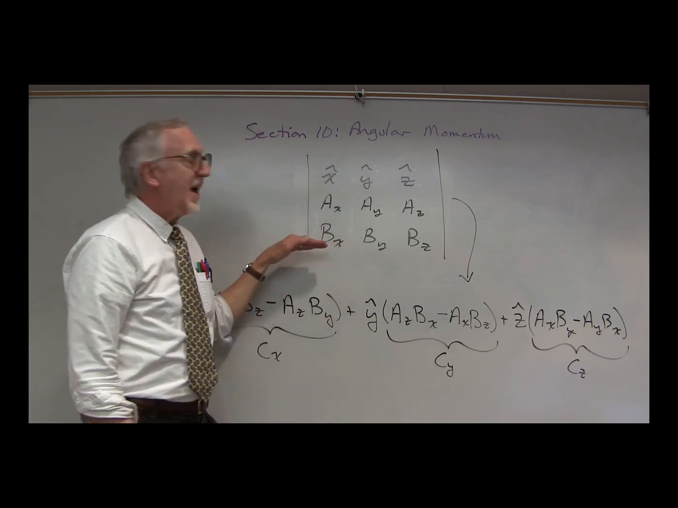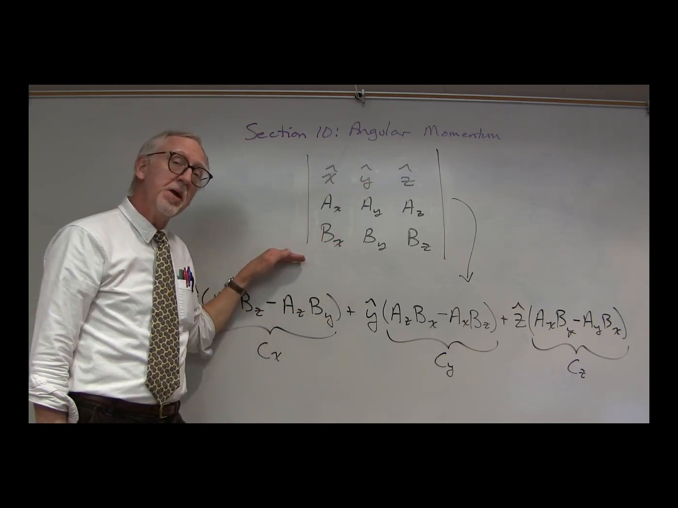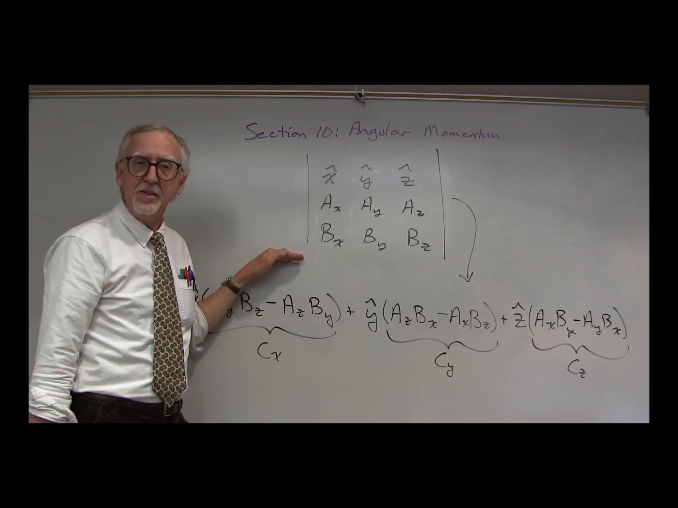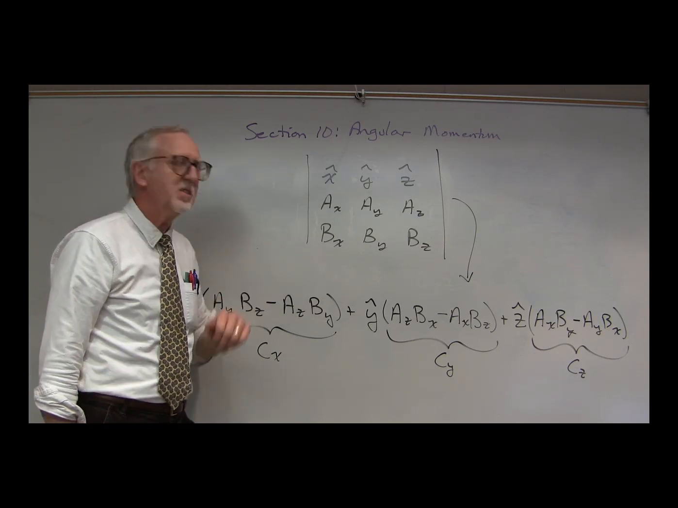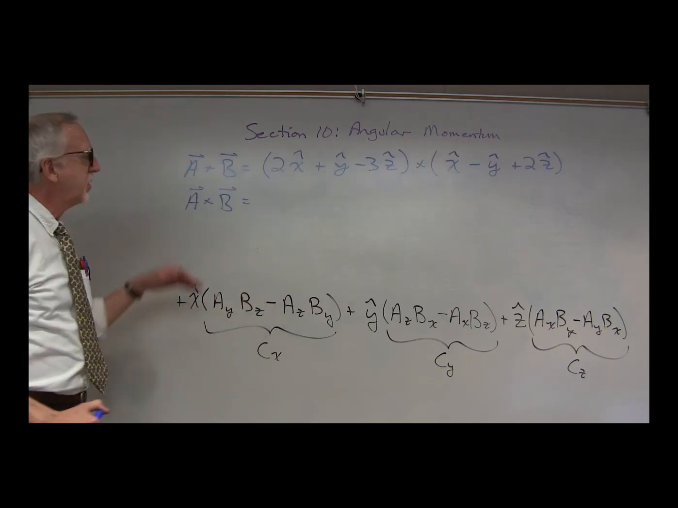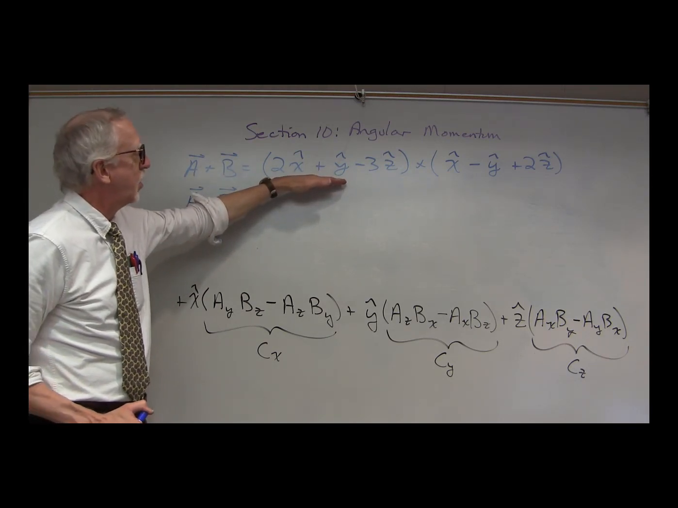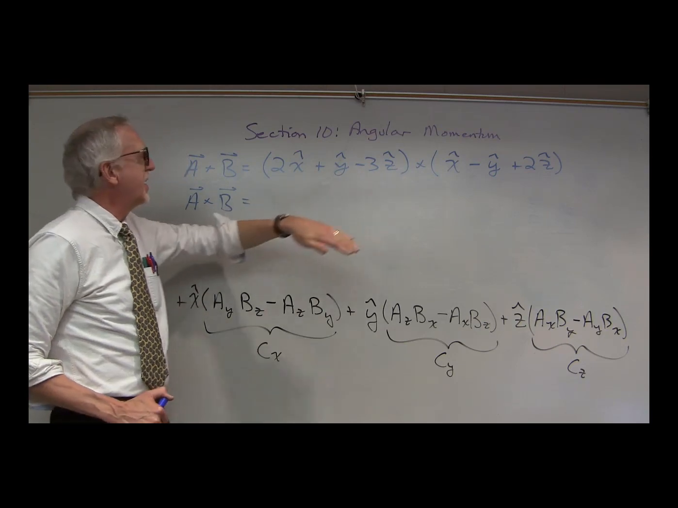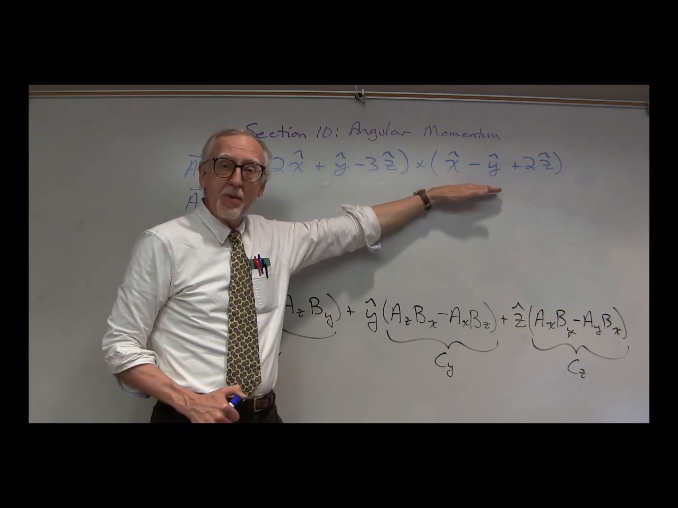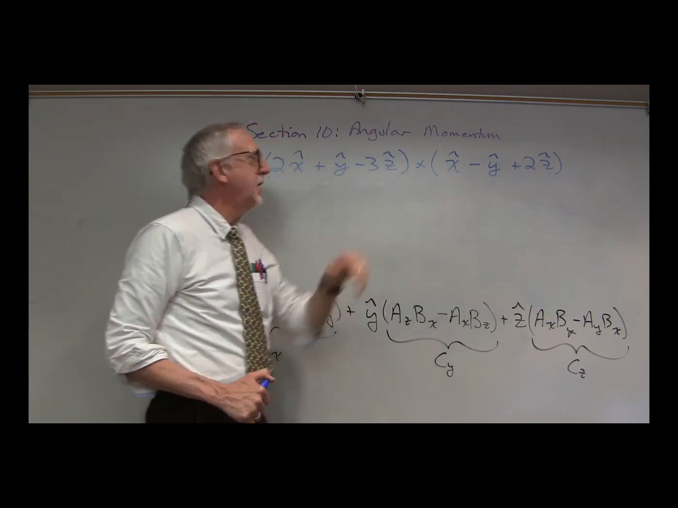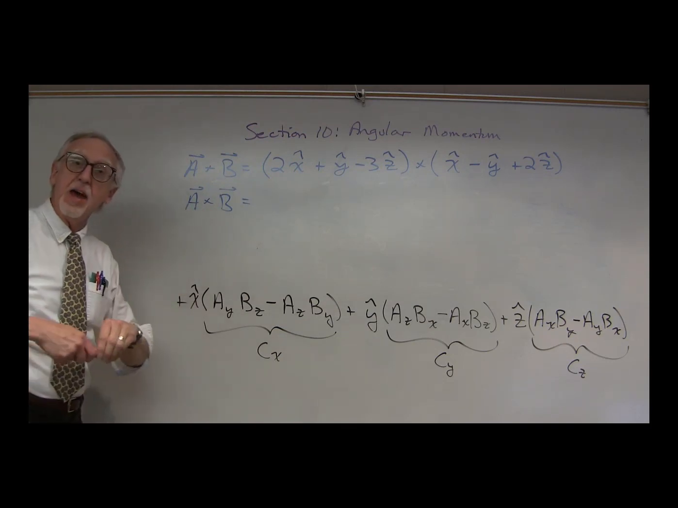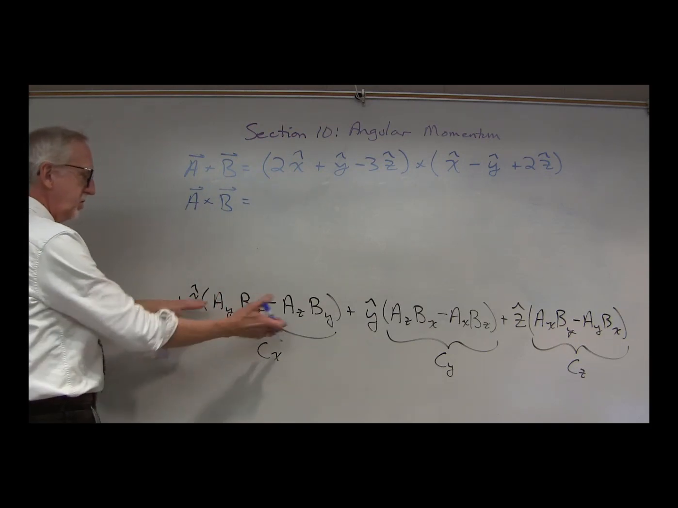Okay, let's actually try this. Let's stick some numbers in here. We'll take a couple sample vectors and find the cross product. So let's imagine we have a vector A, which is 2x hat plus y hat minus 3z hat, and a vector B, which is x hat minus y hat plus 2z hat. And let's calculate what is A cross B. And we'll use our result right here.